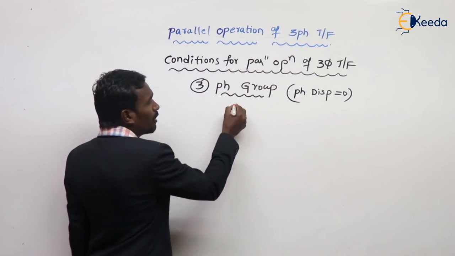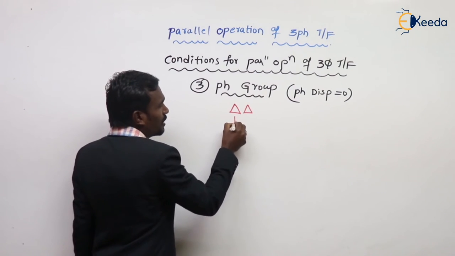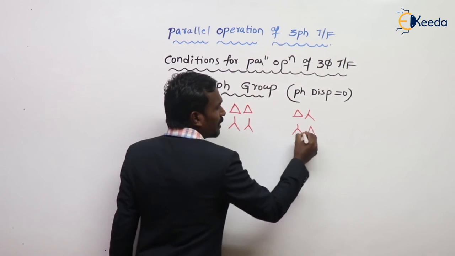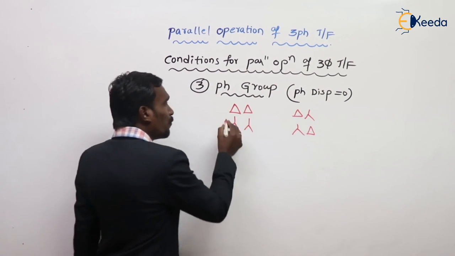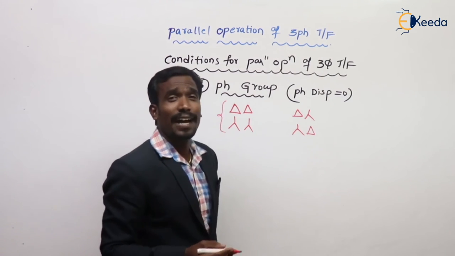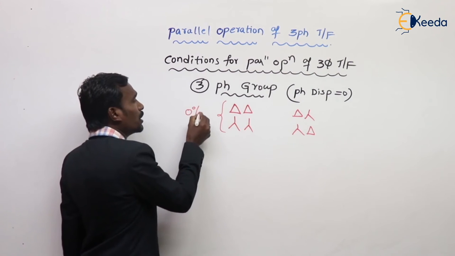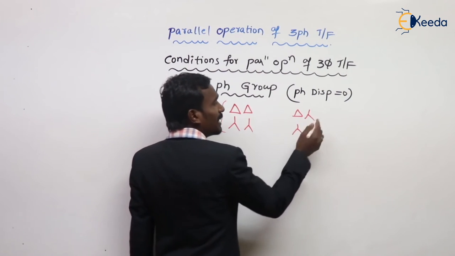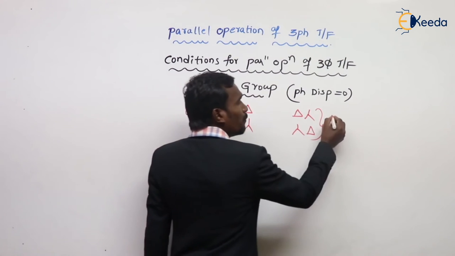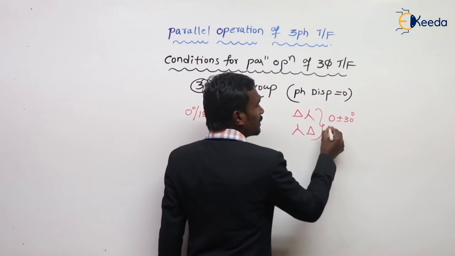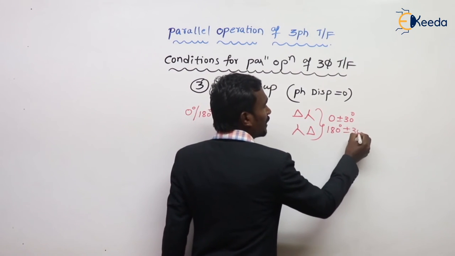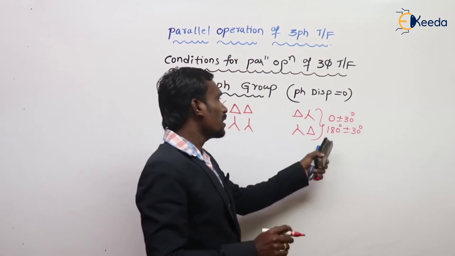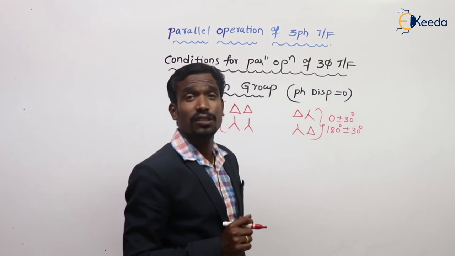Let's see here. Generally, we have four types of transformer connections: delta delta, star star, delta star, and star delta. We saw already that in delta delta and star star, we have only either 0 degrees or 180 degrees phase displacement. But in delta star and star delta, we have 0 plus or minus 30 degrees and 180 plus or minus 30 degrees. Yes or no? Plus 30, minus 30, 150 and 210. We saw already the four-four configurations.